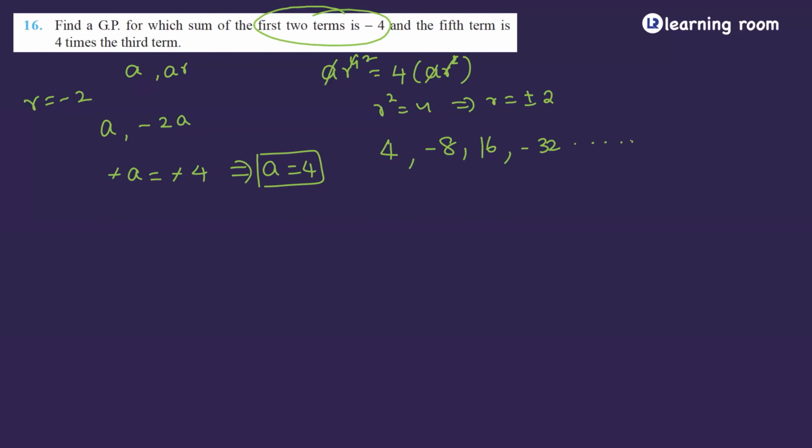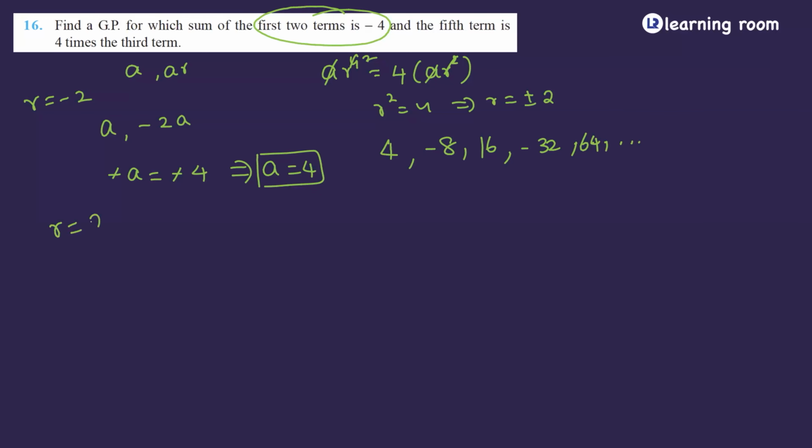Is this possible in the first place? That we have to check and see. There are two conditions that are given. What is the first condition? The sum of the first two terms is minus 4. It is matching. But what did they say? The fifth term. What is the fifth term here? It is going to be 64. So fifth term is equal to 4 times the third term. Is it matching? 64 is equal to 4 times 16. It's matching. So this sequence is possible.